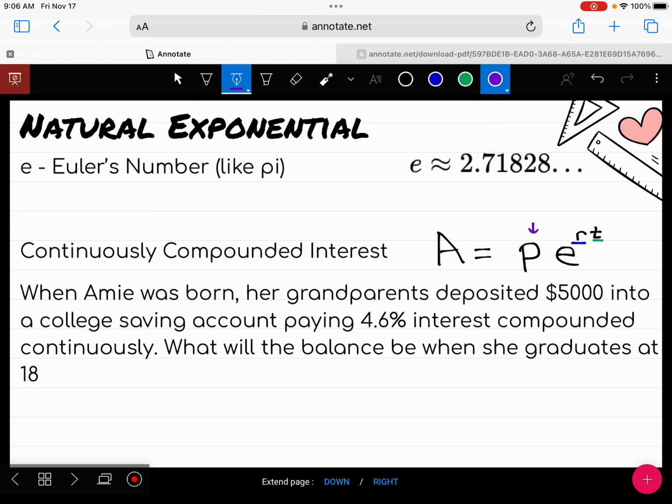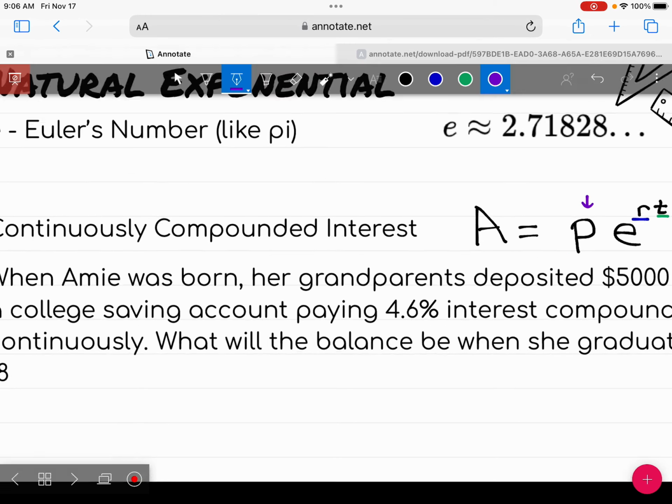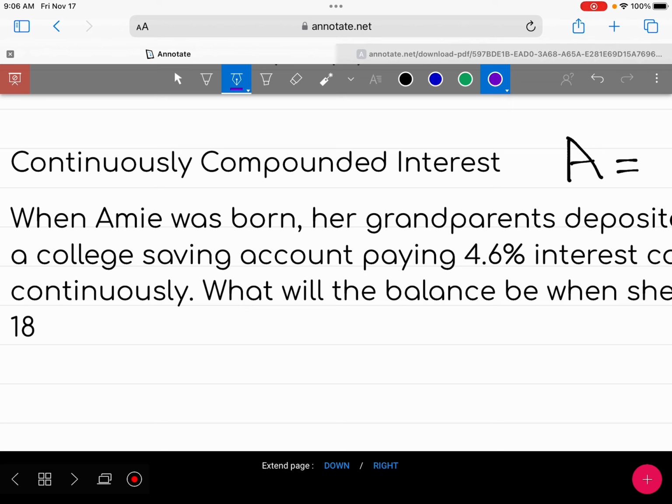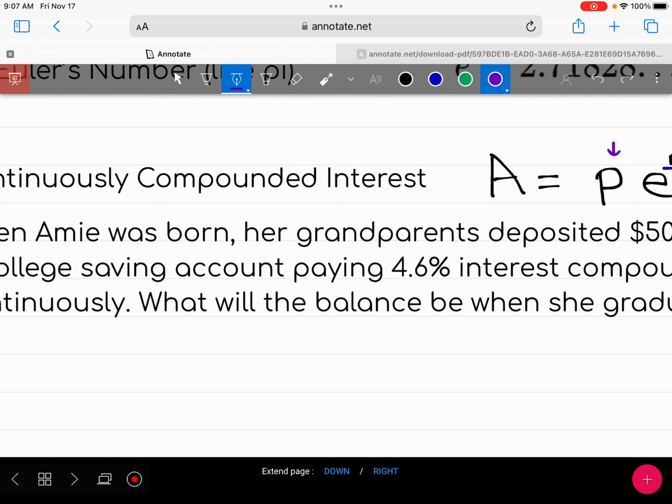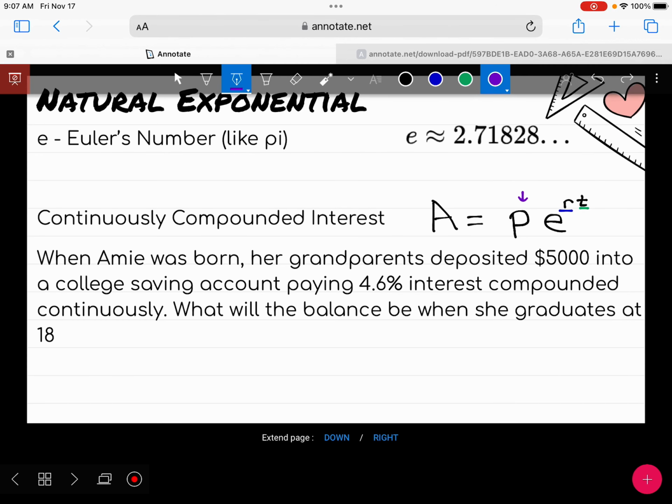Okay. So we use it in situations like this where Amy was born and her grandparents put $5,000 into a savings account, paying 4.6% interest, compounded continuously. If it says compounded continuously, please stop having more conversations while I'm talking. Oh, thank you. So compounded continuously means we use PERT, this guy. We want to know what the balance will be when she graduates at 18. So how do we set this up?